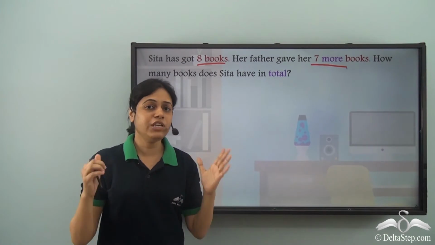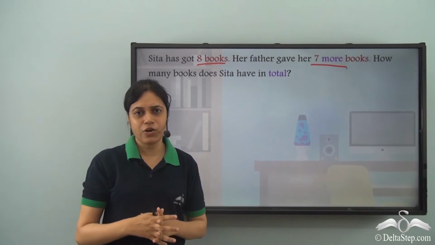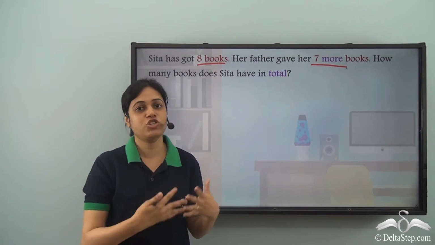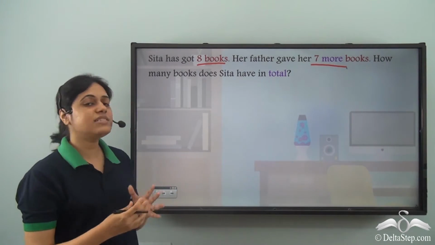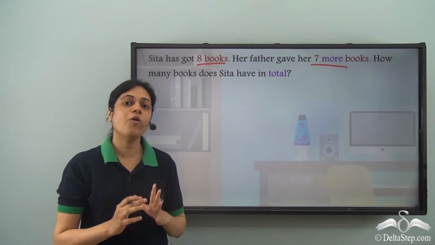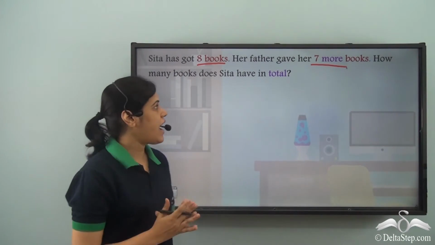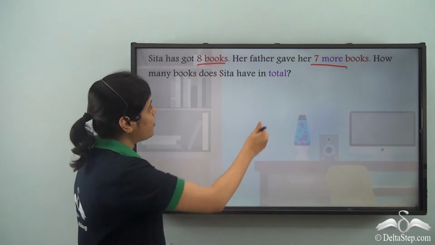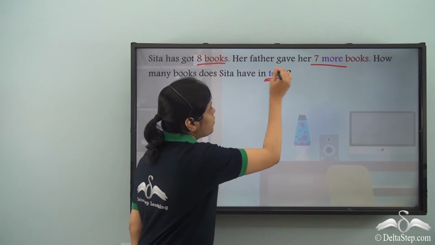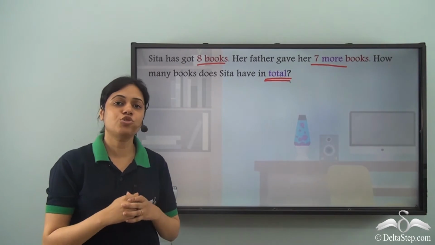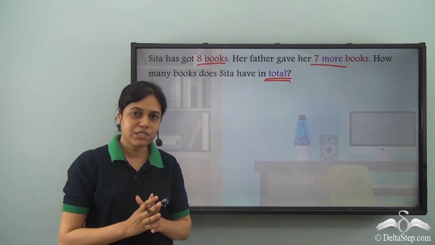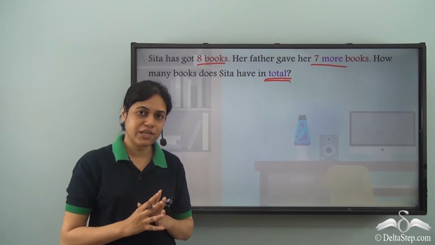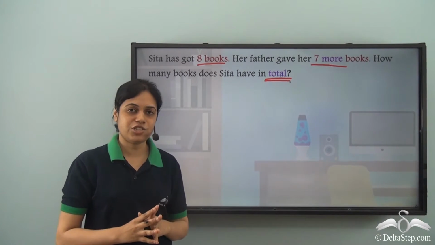So Sita now needs to know. We always try to find out how many books we have, how much money we have, how many chocolates we have. So here this girl Sita also wants to find out how many books she has. And we can help her using addition because it says how many books does she have in total. So total means all the things together or putting together all the things, which means addition.